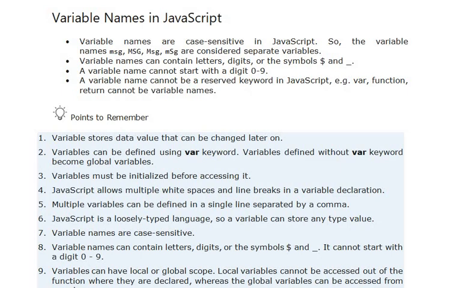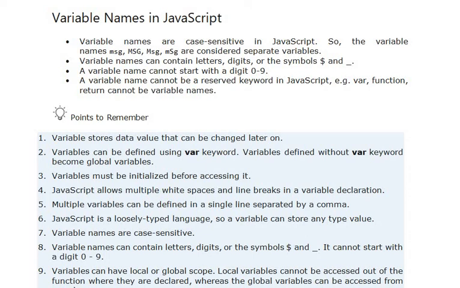What are the rules to be followed while naming variable names? The names are case sensitive. Look at that msg, msg, msg, msg, all are considered as separate variables. The variable name can contain letters, digits, or the symbols dollar and underscore. The variable name cannot be a reserved word.